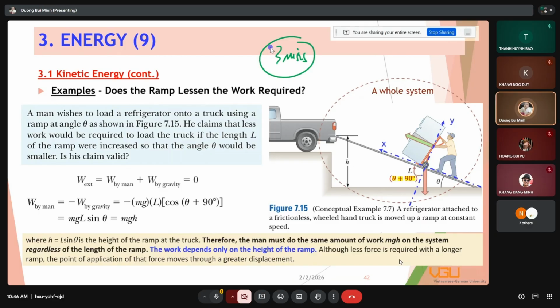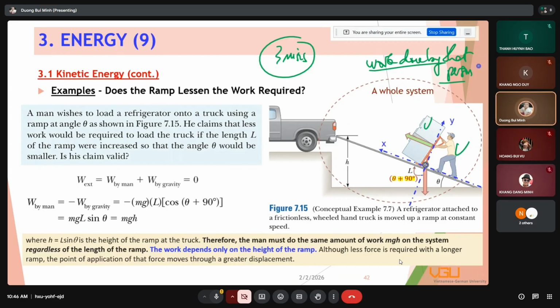So for these systems, we define a whole system, including these objects, the refrigerator, and so on. I mean the whole system. So we need to determine the work done by that person. The work done by that person.